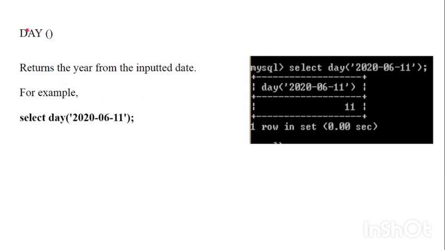Next is day function. It returns the day from the inputted date. If we give the date to the day function, it will just select the day from the inputted date. Select day, argument is given as a date. Then the day function extracts only the day part and returns the output as day, that is 11.